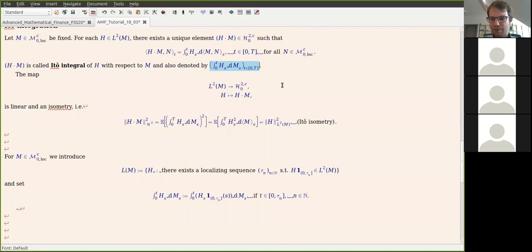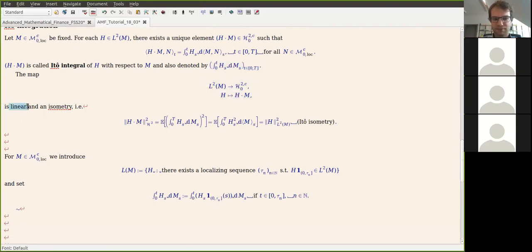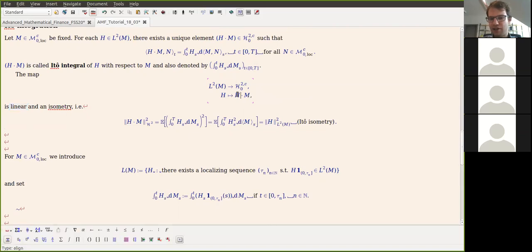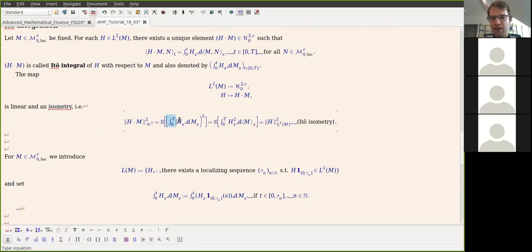And what we also observe from this construction is that this is in the end a very nice map. So this is a linear map. It is actually even bilinear, so it's linear in H and M, and it's continuous and even an isometry, basically saying that if you consider the L2 norm of the integral, it's equal to the L2 norm of the integrand with respect to this product measure generated by the probability measure and the quadratic variation term. Okay, and this is called the E2 isometry.